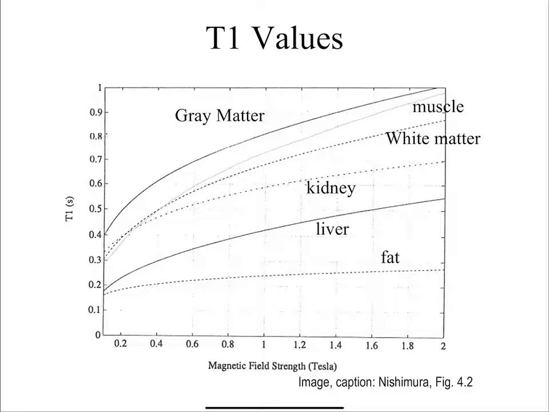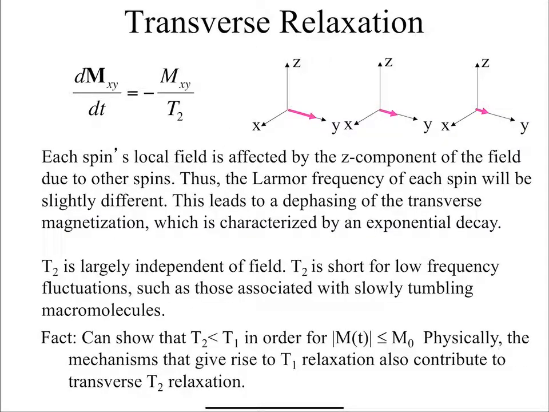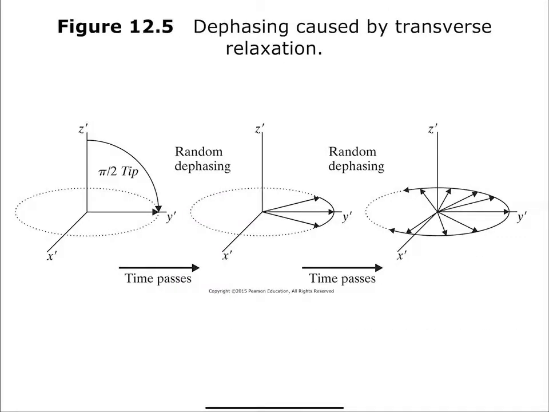Just telling you that different tissues have different T1s. Okay. Transverse relaxation is essentially this dying away of the transverse magnetization. Okay, and it follows this very simple first order differential equation, which is just going to be an exponential decay. And so this is what that looks like.